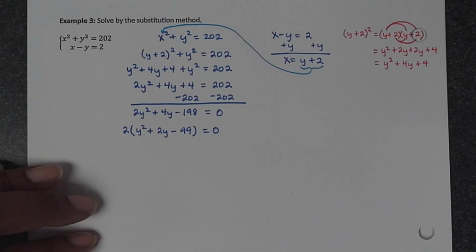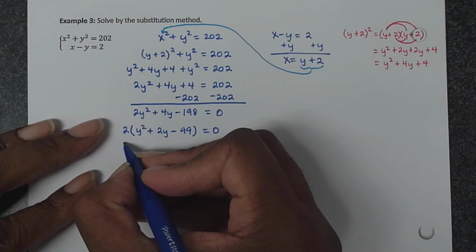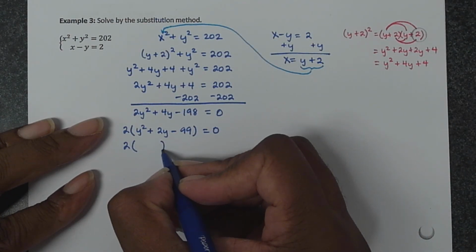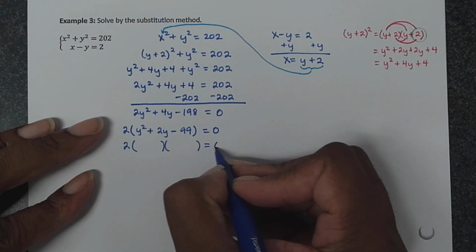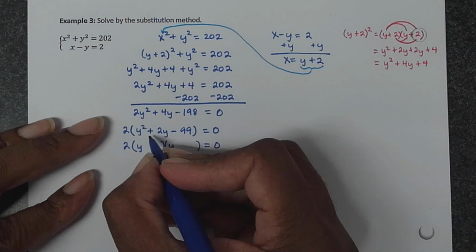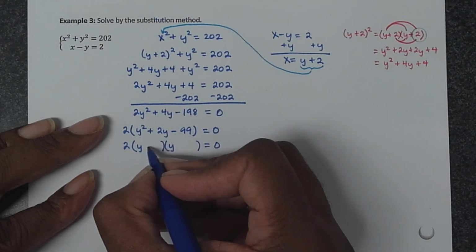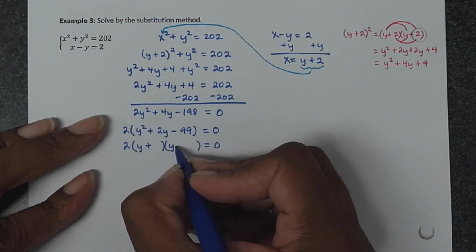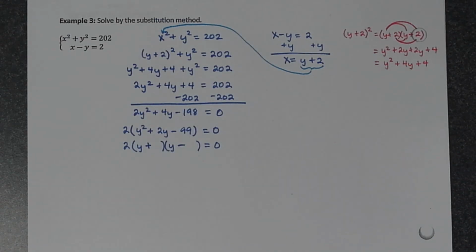And let's try to factor y squared plus 2y minus 99 into 2 binomials here. Let's see, y squared breaks up as y and y. The middle term is a plus, the last term is a minus, so one has to be plus, the other one has to be minus. The only factors of 99 that I can think of that would give me 2y as a middle term would have to be 11 and 9.